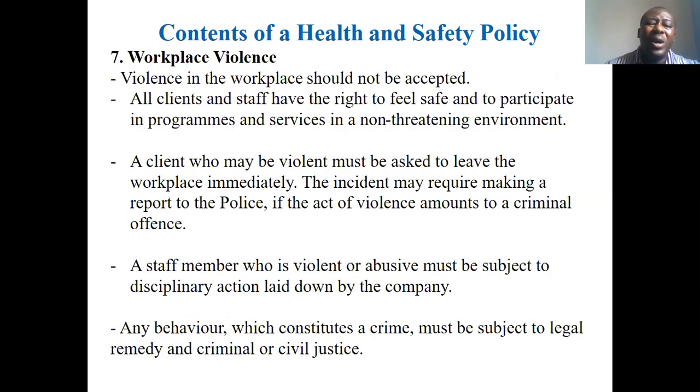And also workplace violence. Violent workers must be asked to leave the workplace immediately. The incident may require making a report to the police and all that. Any behavior which constitutes a crime must be subject to legal remedy, whether criminal or civil justice. So how do we handle violent workers so that they do not injure other workers in the organization?